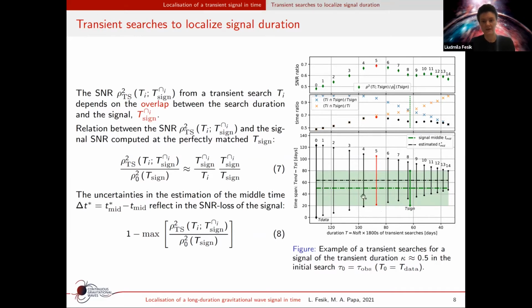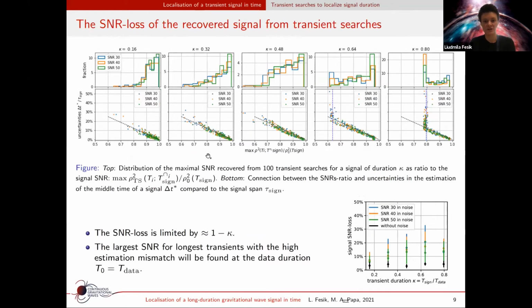Okay, I summarize information about uncertainties in the estimation of the middle time and compare with the maximum SNR that we are able to recover. I mean, the SNR compared with the actual SNR of a signal when we compute the SNR of the transient signal with a perfectly matched signal duration and the start time. So the distribution of the maximum SNR shown here shows that we limit the distribution of the uncertainties by the ratio 1 minus kappa, where kappa is the signal duration over data duration. It's given on this plot.